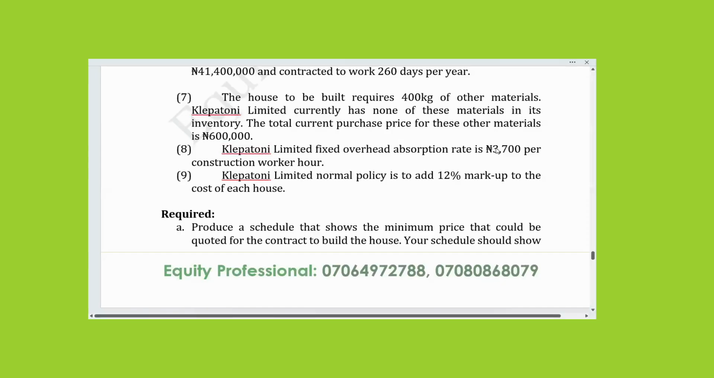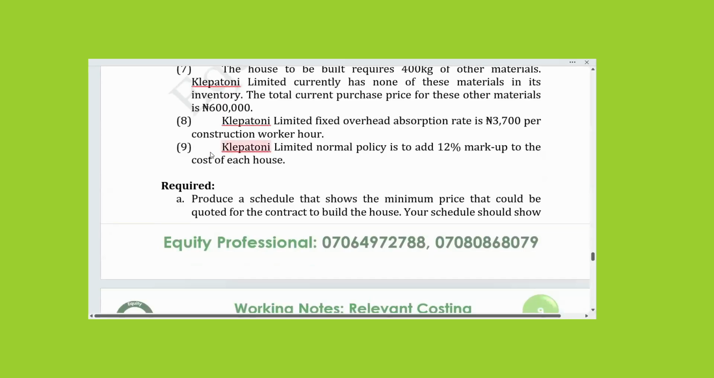Okay. Because of time. Yes. The fixed overhead absorption rate is just fixed cost per unit. You then multiply with the construction workers. We don't need it for anything. It's irrelevant. That cost will be incurred irrespective of the decision taken on the project. So any cost that will not change as a direct consequence of the decision taken is irrelevant. So this 3,700 naira is irrelevant. You ignore it. Item number 9, Clepartoni Limited.